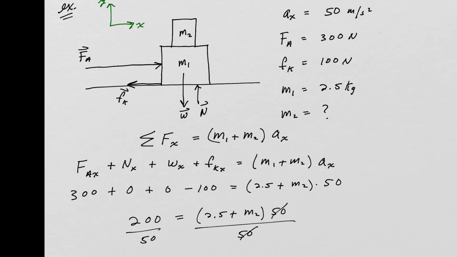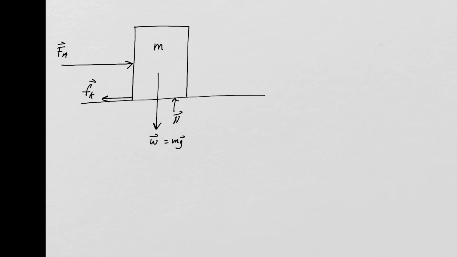Here's another example. Let's say I have a single object now. Let's call it M. And there are several forces acting, so I have an applied force again to the right. I have a kinetic frictional force to the left. I have a weight acting down. We know that's mg. And I have a normal force acting up. Okay, so again, I'm going to leave some room here.